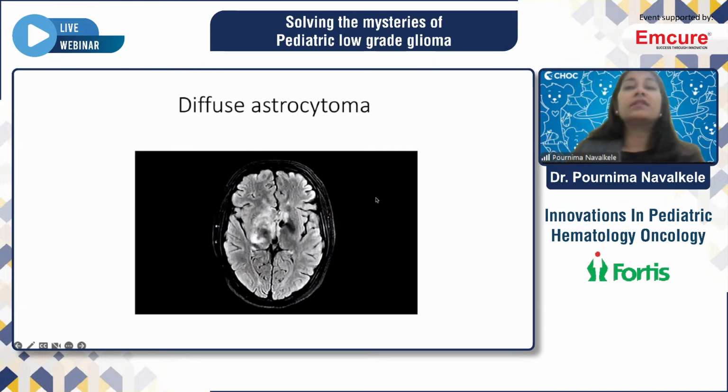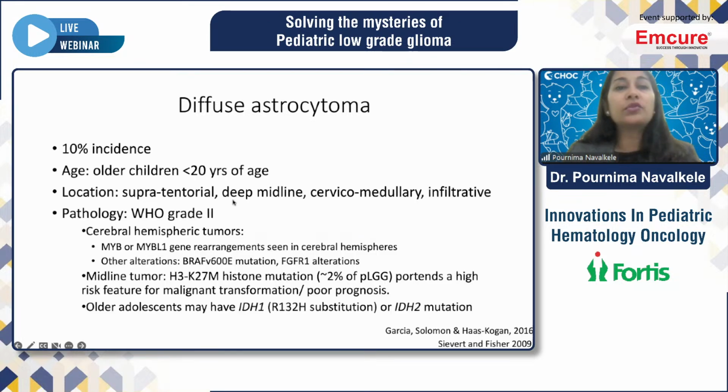So the next entity is diffuse astrocytoma. As you see in this picture, there are T2 flare changes on this MRI, as well as, unfortunately, crossing over of these changes to the other side across the midline. So diffuse astrocytomas are seen in 10% of older children less than 20 years of age, and typically in a supratentorial location or deep midline location, sometimes in cervicomedullary regions, and these are typically infiltrative when you see the MRI scan. These are considered WHO grade 1.